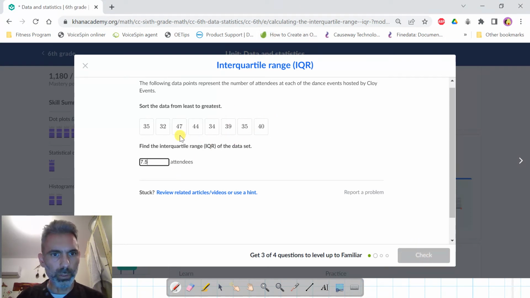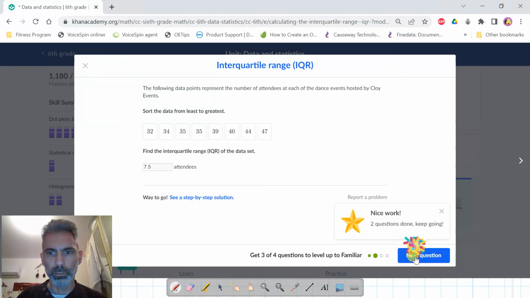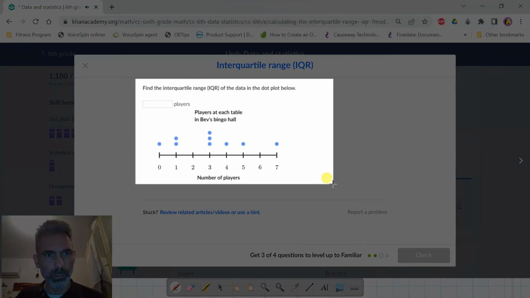We need to first arrange. Okay, 32, 35, and 35, and 34 here. And 39 goes here. 40, 44, 47. So, 32, 34, 35, 35, 39, 40, 44, 47. Okay. Next.